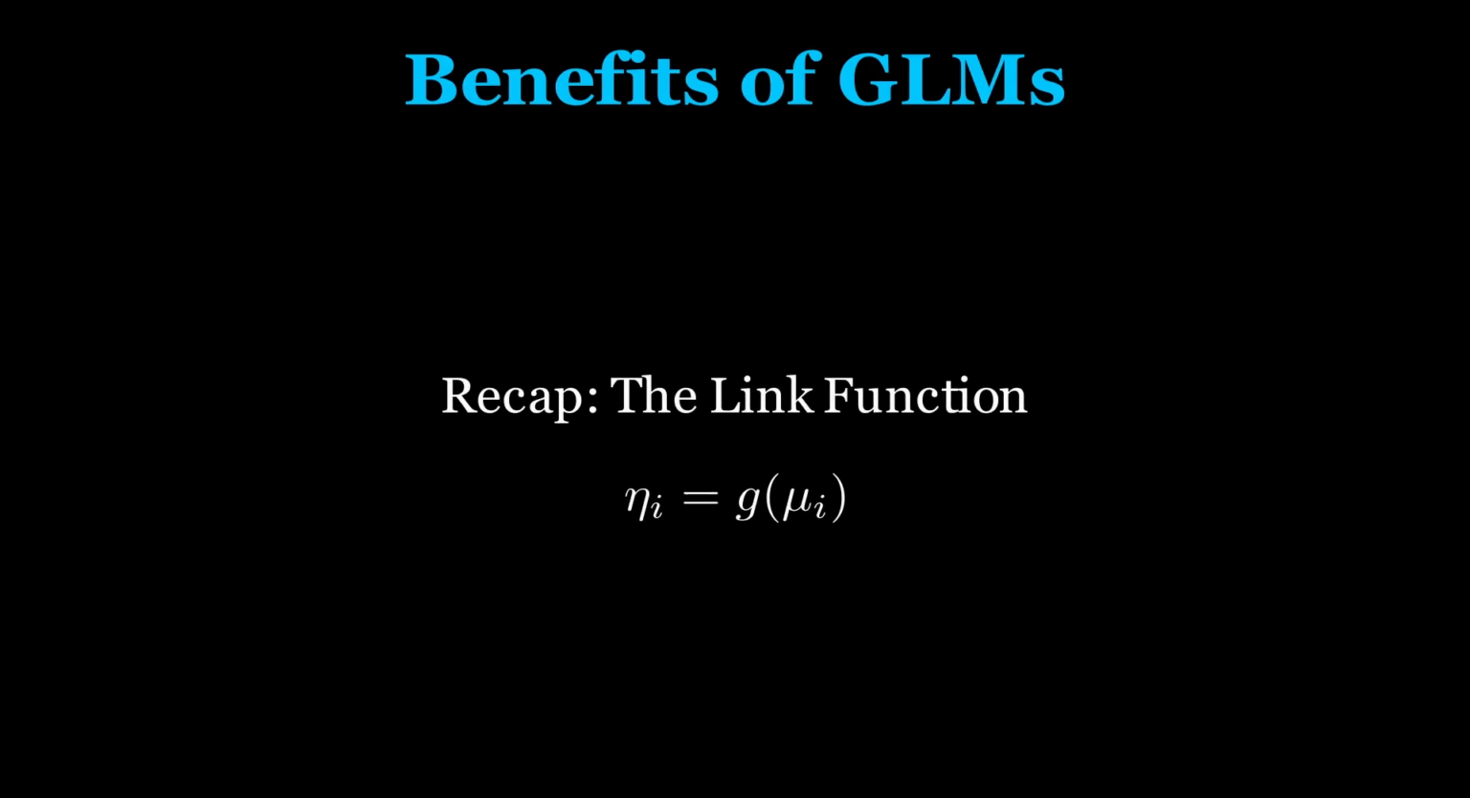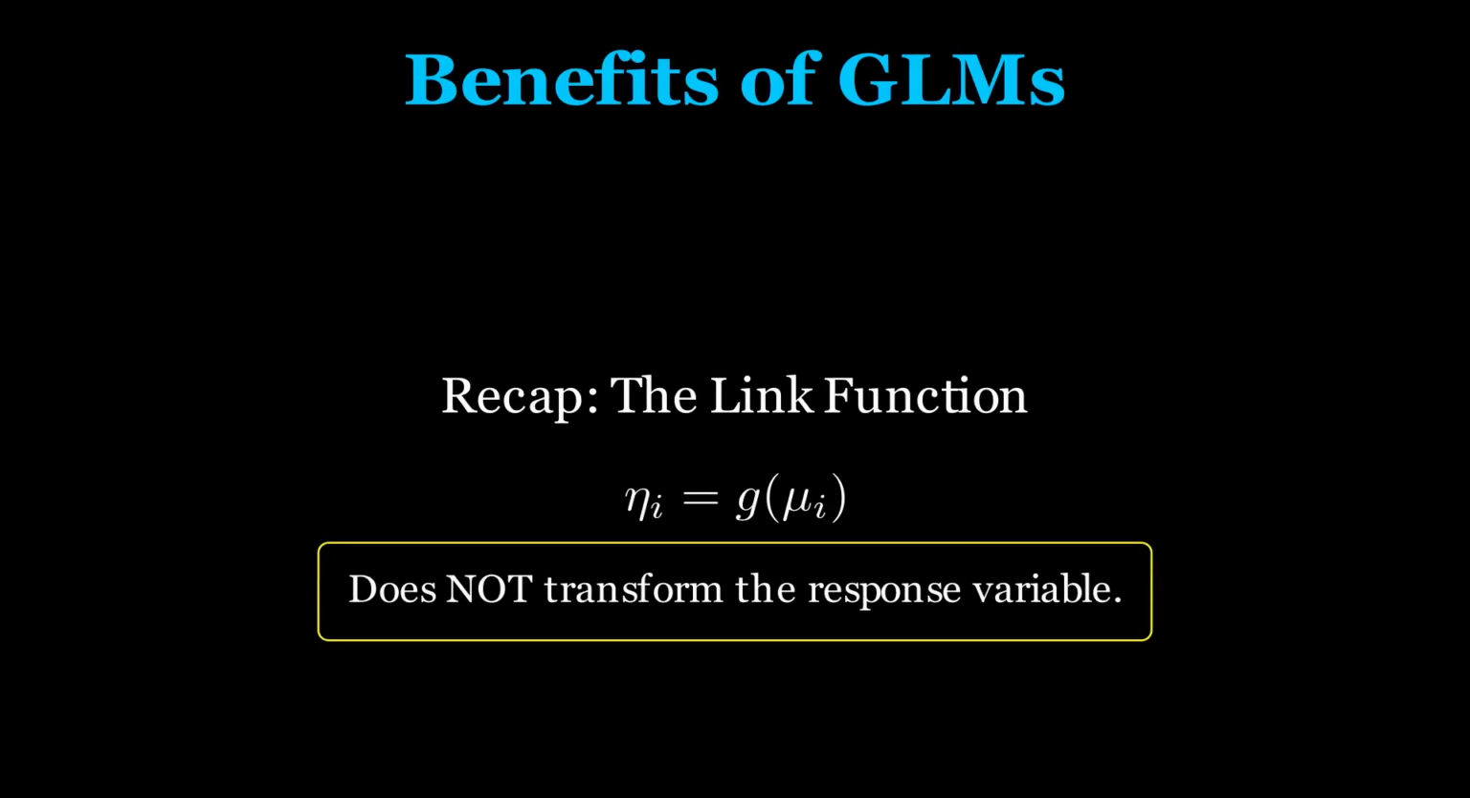In this section, we're going to bring in some outside knowledge. As it relates to the exam, this material might not be tested directly, but I think it's helpful in understanding why GLMs are used. To recap, the link function establishes a relationship between the mean of the response variable to linear predictors. It does not transform the response variable.